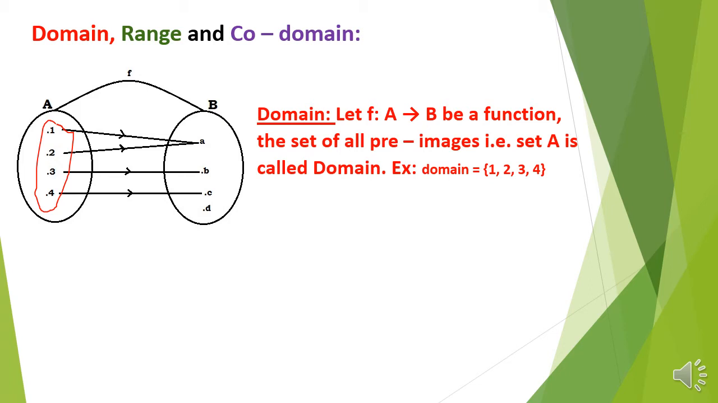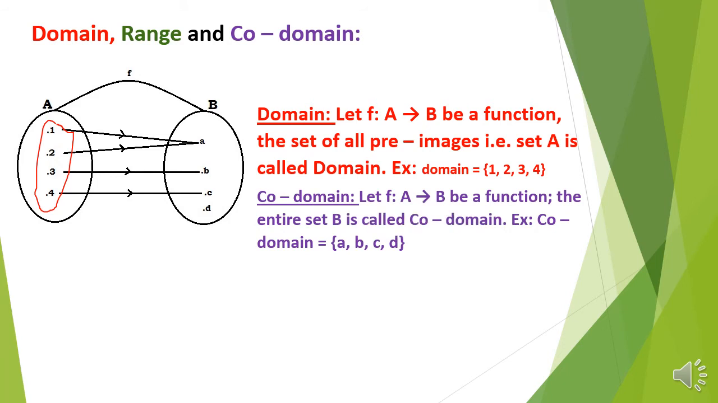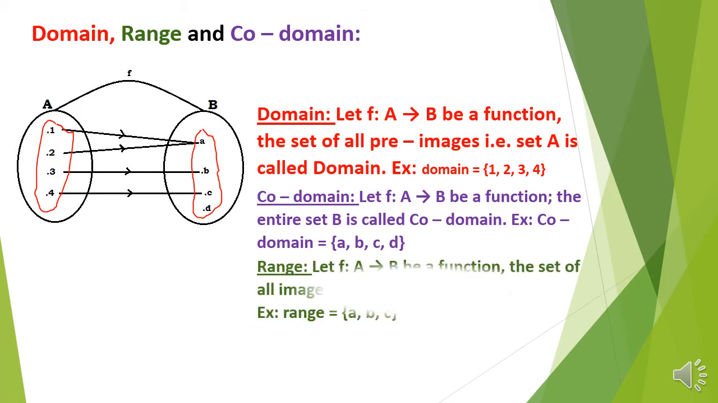You can say set of pre-images is domain, and we can see codomain. The entire set B is the codomain. Entire set B including D. If we include D also, then what do we call it? Codomain. You must understand what is different between range and codomain. Entire set B is a codomain. And range, you can see range is A, B, C only, because range is a collection of images.